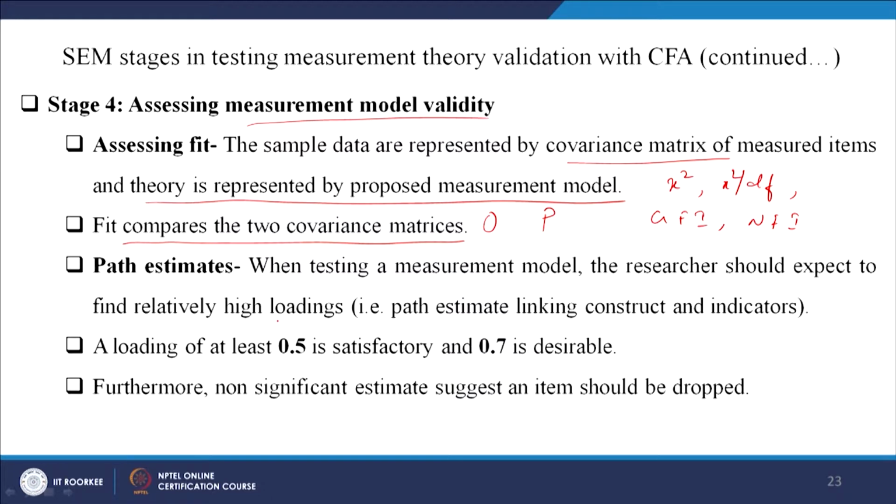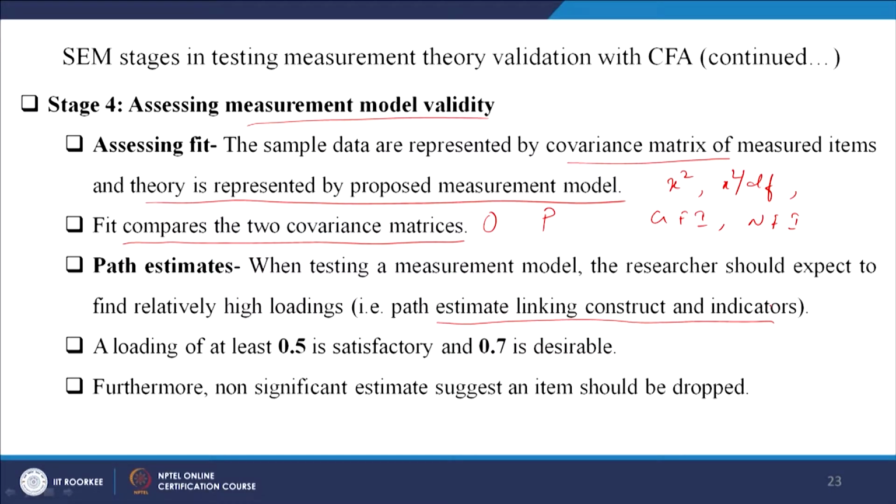What is the loading? Loading is the relationship or the correlation between the variable and the construct or the factor, right. That is, the path estimate linking the construct and the indicators or the variables. A loading of at least 0.5 is satisfactory and 0.7 is desirable, even more than that is desirable. Further, this is to be noted: a non-significant estimate suggests an item should be dropped.